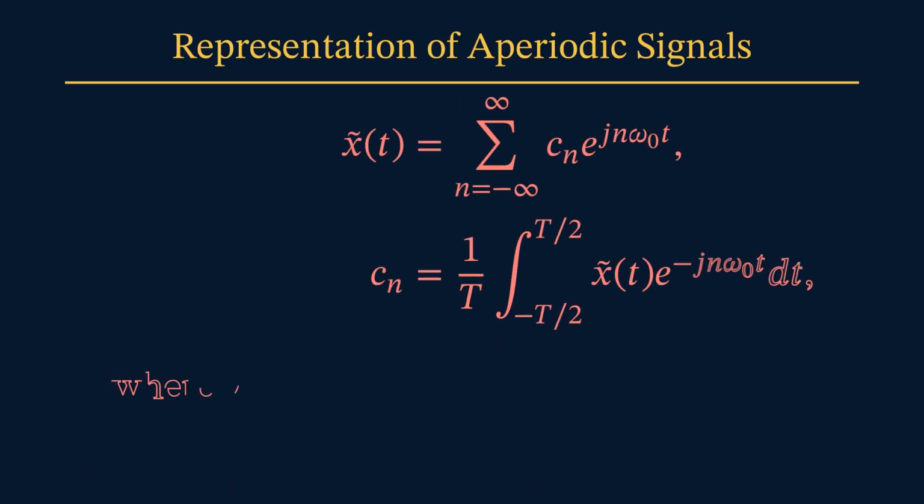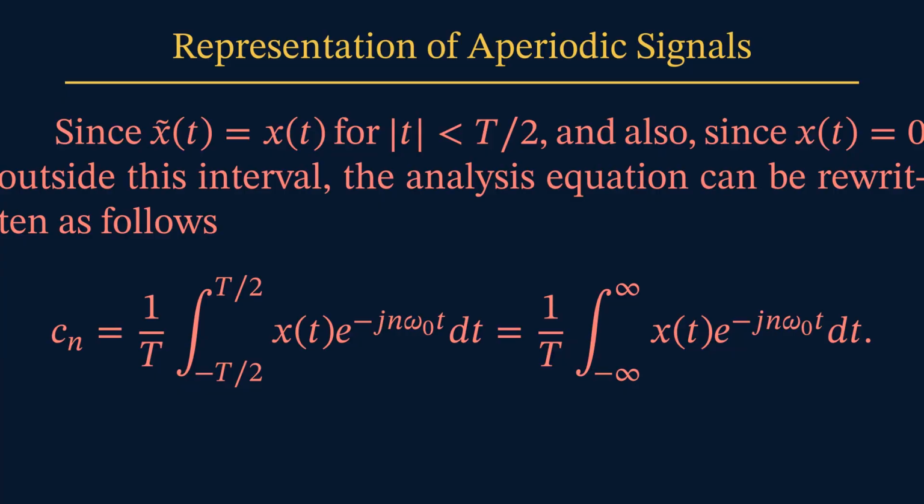Let us now examine the effect of this on the Fourier series representation of x tilde of t. Suppose that x tilde of t has a Fourier series representation, then we have the synthesis and analysis equations carried out over the interval minus T over 2 less than or equal to t less than or equal to T over 2. Since x tilde of t is equal to x of t for absolute value of t less than T over 2, and also, since x of t is equal to 0 outside this interval, the analysis equation can be rewritten as follows.